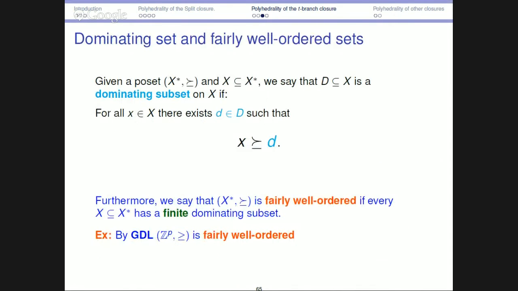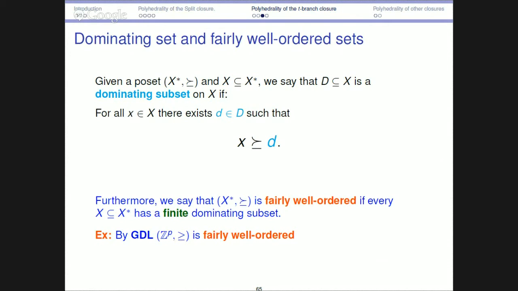Now we need some properties of these partial orders in order to state our result in this terminology. The first is dominated subset. So we say that D is a dominating subset for X if every x in X is dominated by one d in the dominating set D. So this set need not be finite, but it will be a dominating set if it dominates any other. This D is a subset of the original one.